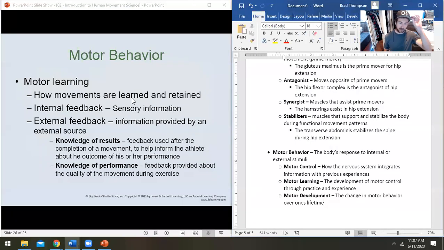And then knowledge of performance is feedback about the quality. Like, hey, that looked really good. You had your chest upright more, your knees were in alignment, and you weren't elevating your shoulders, right?